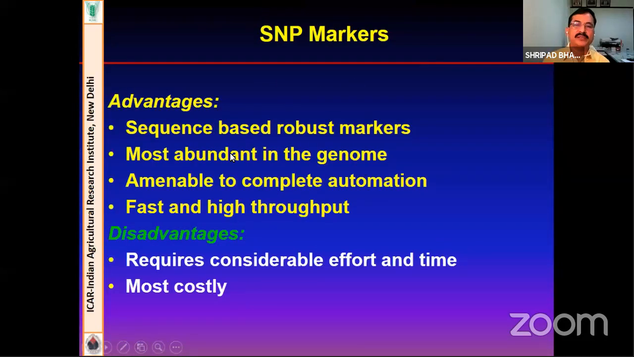SNP markers are sequence-based, robust markers. Automation is very high, throughput is very high, and you can get high quality data, but it requires some considerable effort and time, and importantly, it is costly. Of course, this is going to be cheaper with every passing day because we are getting advanced generation sequencing systems and they are making it cheaper and cheaper.